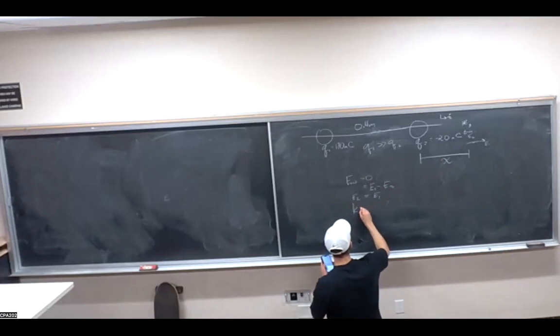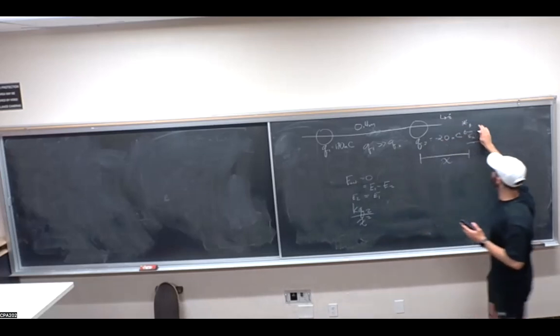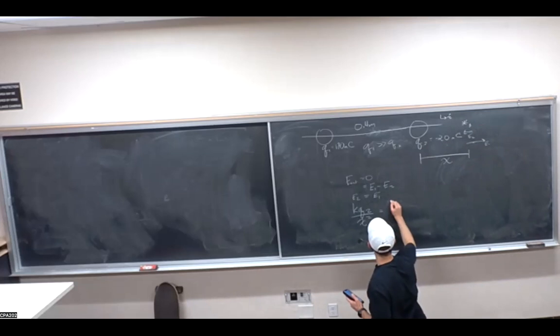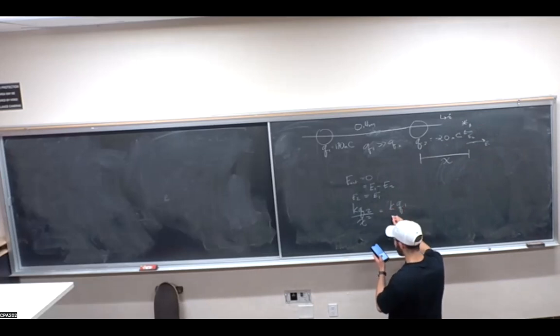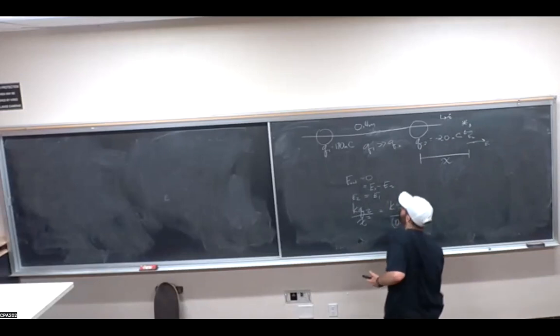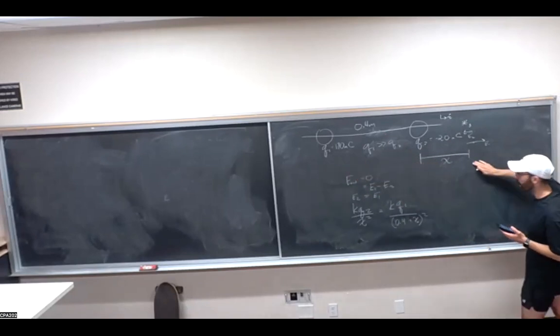We now need to plug in our charges. Let's do it this way. So KQ2 over x squared, because from Q2 to this position where it equals 0 is x. And we can set that equal to KQ1 over 0.4 plus x squared. And it's 0.4 plus x because we know it's this distance of 0.4 meters plus this distance of x.